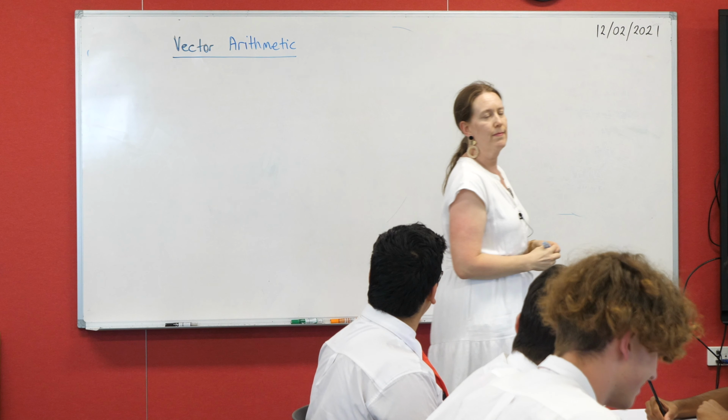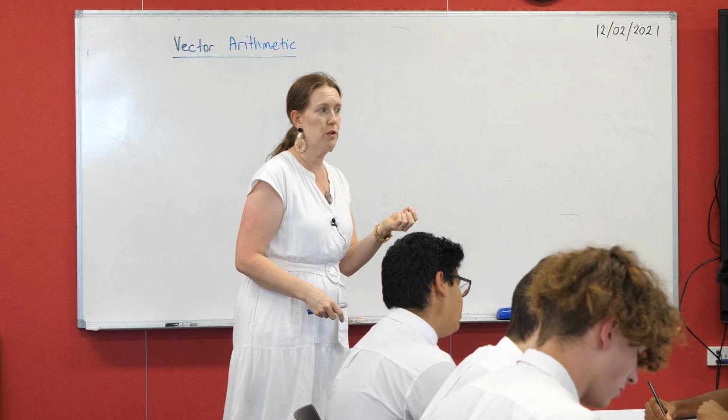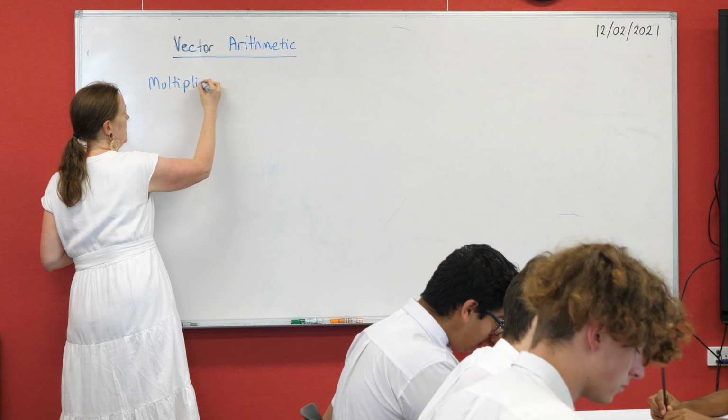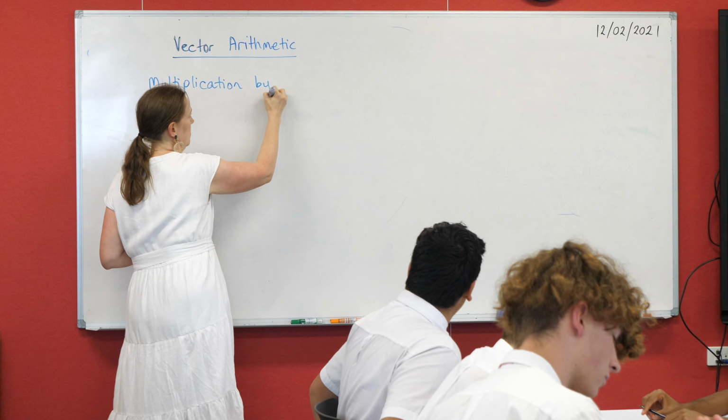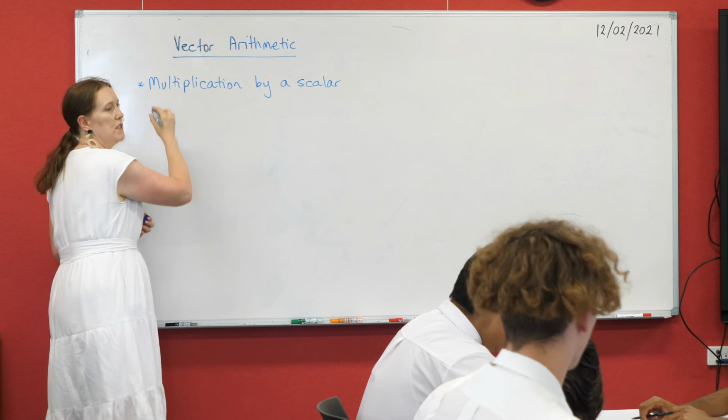Yesterday, or last lesson, I gave you the first type of vector arithmetic, and that was multiplication by a scalar quantity. When we multiplied by a scalar, what happened? We had our vector, and we multiplied it by a scalar quantity like 2 or a half. What happened to our vector? The magnitude changes. Good. Our magnitude changed, but our direction did not change.